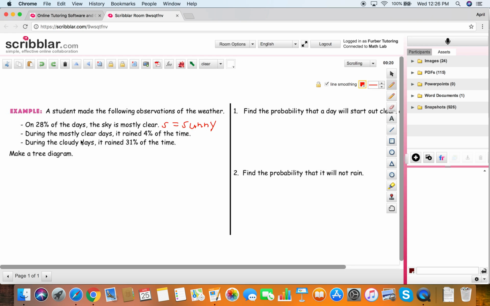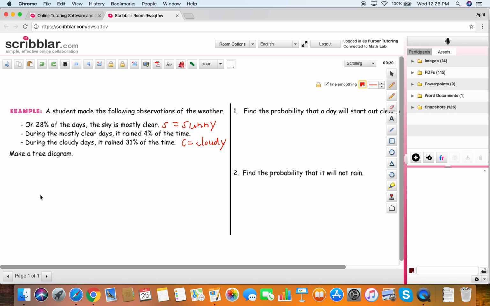During the mostly clear days, or sunny days, it only rained 4% of the time. So it was sunny when it started out, and later in the day it rained, only 4%. During the cloudy days, so I'll say C is cloudy, it rained 31% of the time.